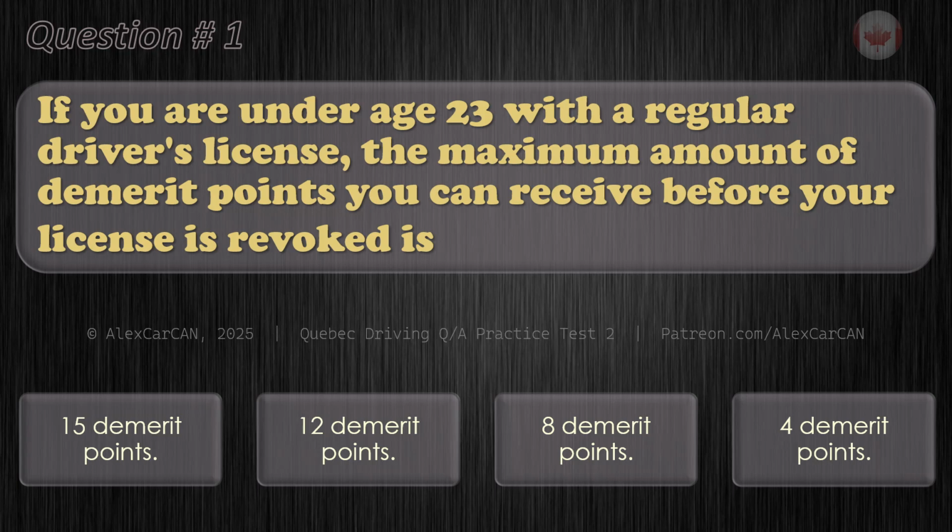Question number 1. If you are under age 23 with a regular driver's license, the maximum amount of demerit points you can receive before your license is revoked is 15 demerit points, 12 demerit points, 8 demerit points, 4 demerit points.